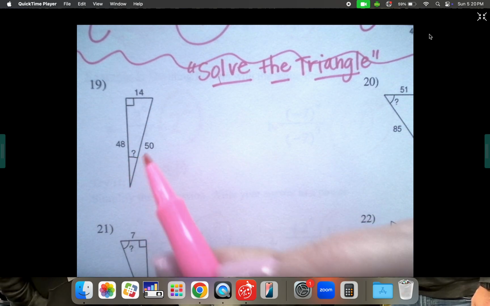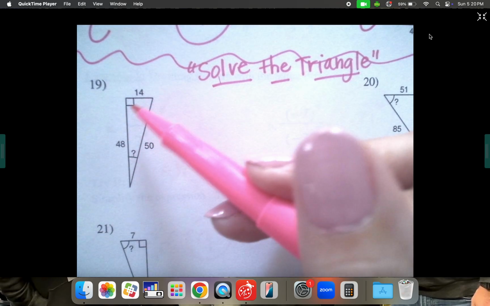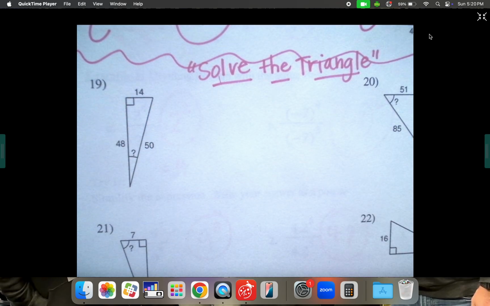So once you find this one, the smart thing to do would be just subtract from 180. Actually, just subtract from 90, because we can assume all of these are going to be 90-degree angles.